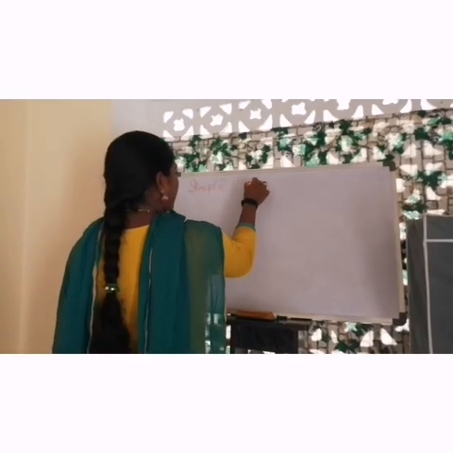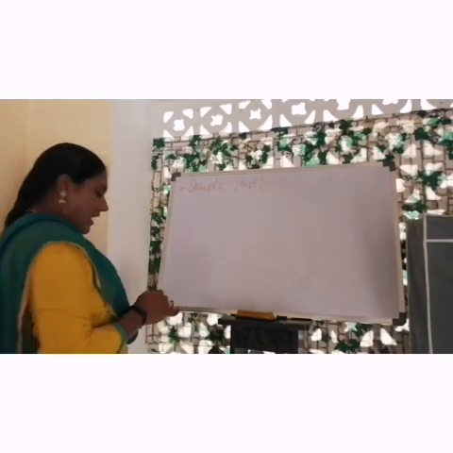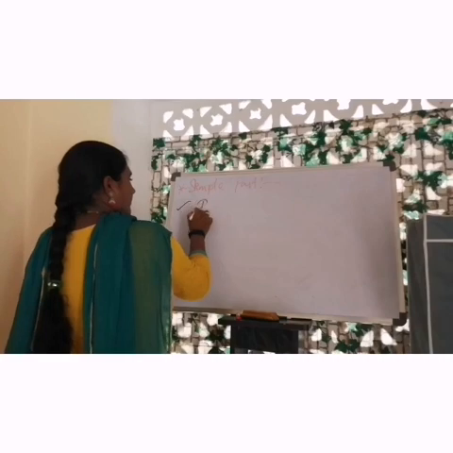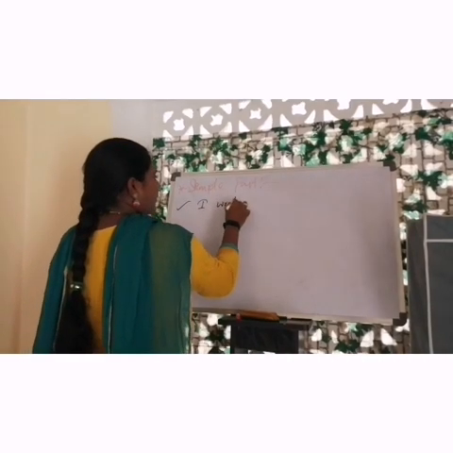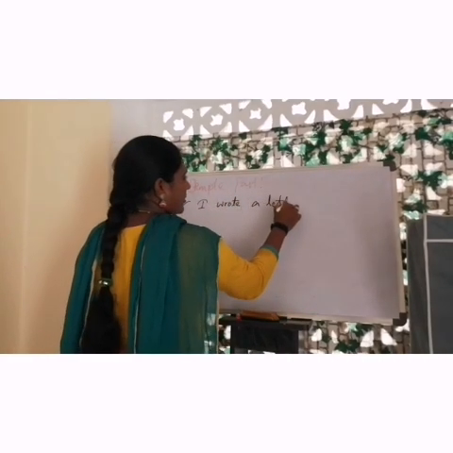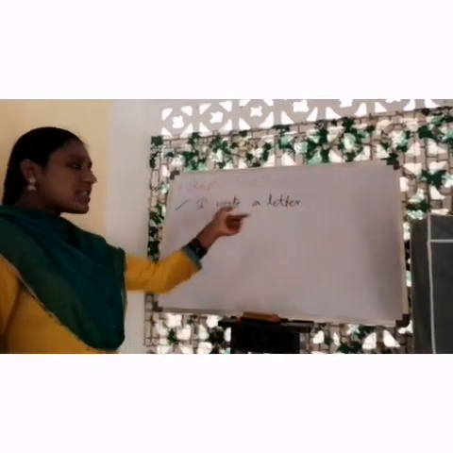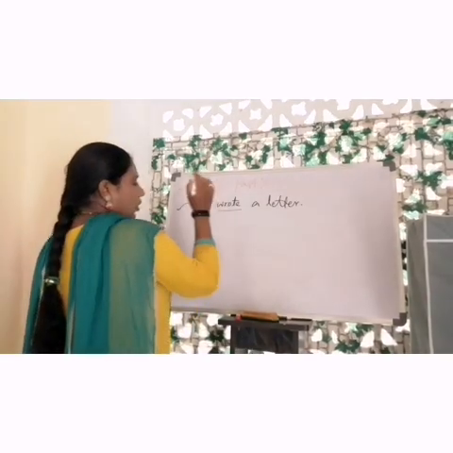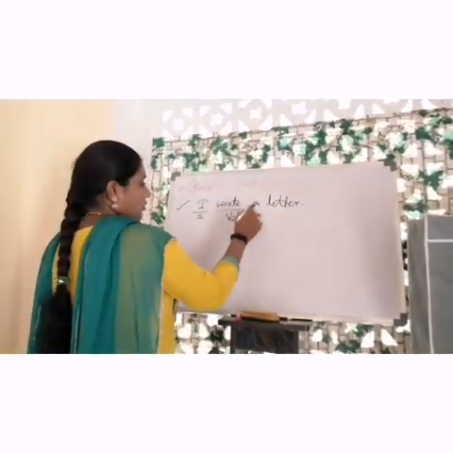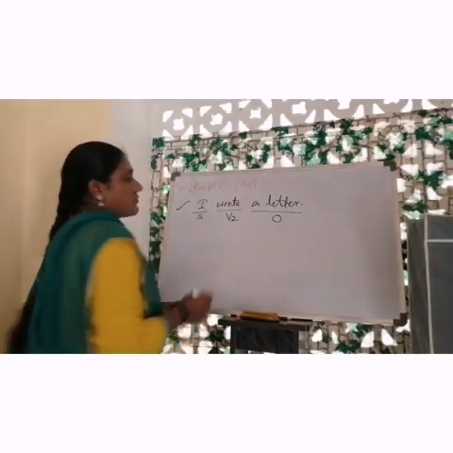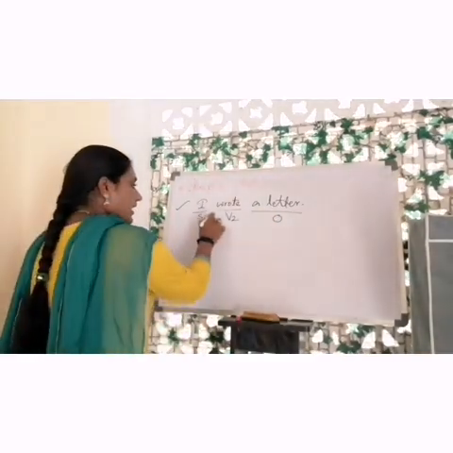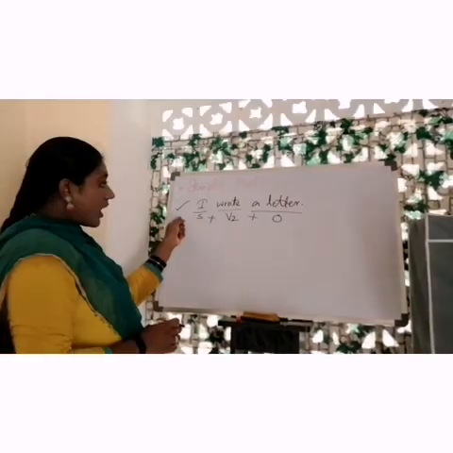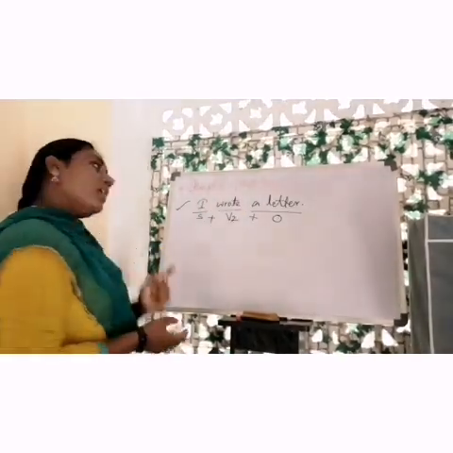Simple past. So for example, I wrote a letter. So observe this sentence. Here I is a subject, wrote is a verb V2, a letter is an object. So subject plus V2 plus object. Okay, so I wrote a letter.